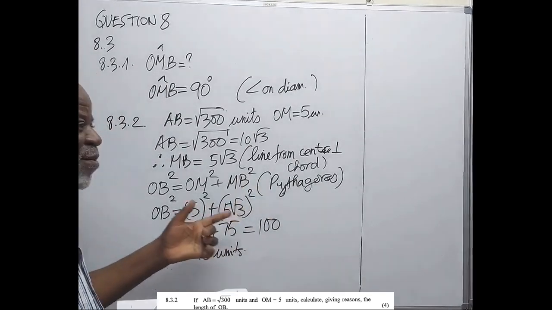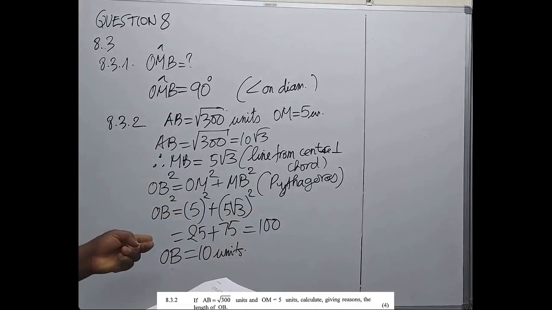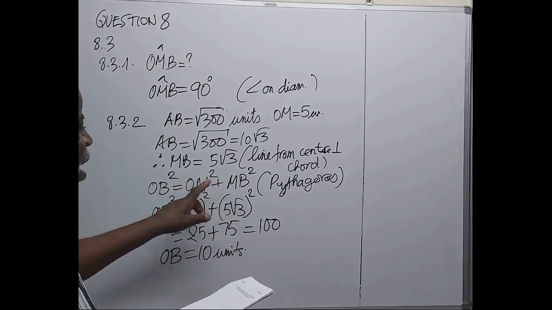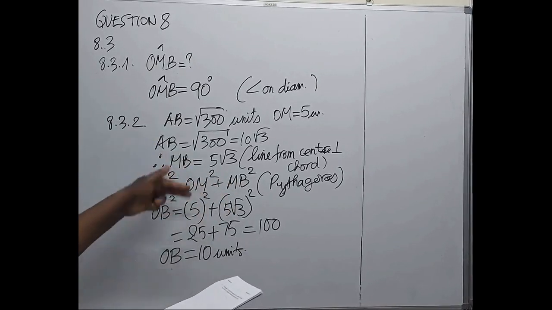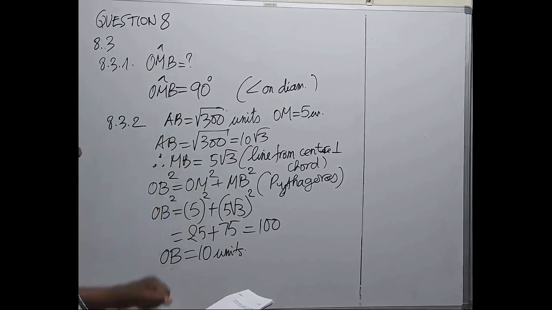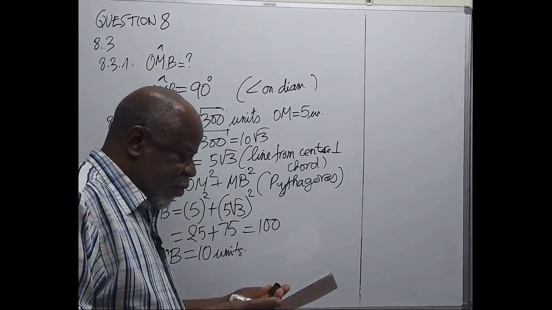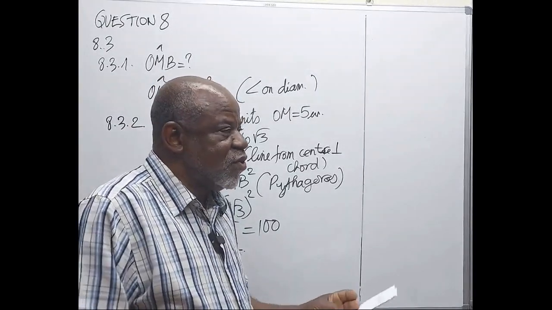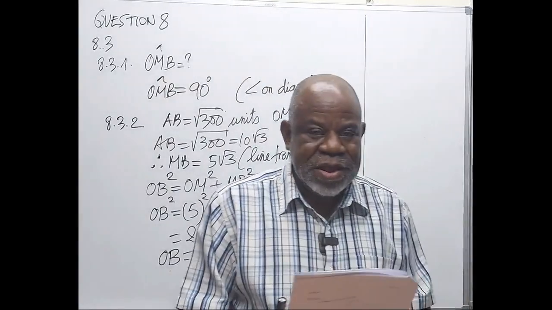Pythagoras theorem, very important. The square on the hypotenuse is equal to the sum of the squares of the other two sides of the right angle. This is what we have applied, and the rest is simple calculation. So we're done with question 8. We'll be moving to the next question, that is going to be question 9.